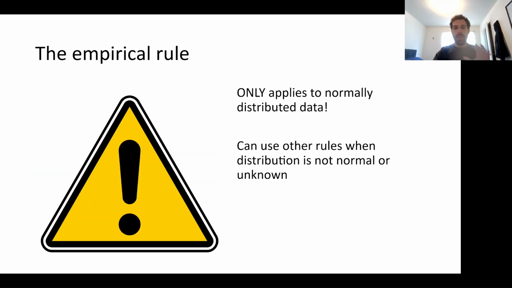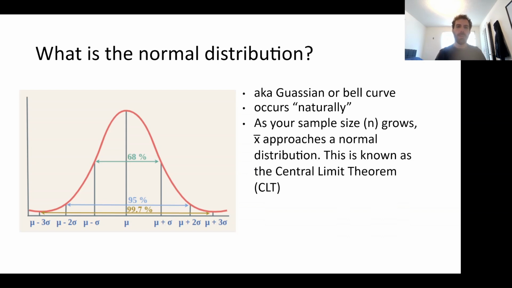Okay, so given this caveat that the empirical rule of using standard deviations to figure out how much of your data lies within certain ranges only applies to normal distributions, let's talk a little bit about what normal distributions are. So again, there's some synonyms here. Some people call it a bell curve, which is a little misleading because there are other distributions that have a bell curve shape. A lot of people call it Gaussian. Same thing.